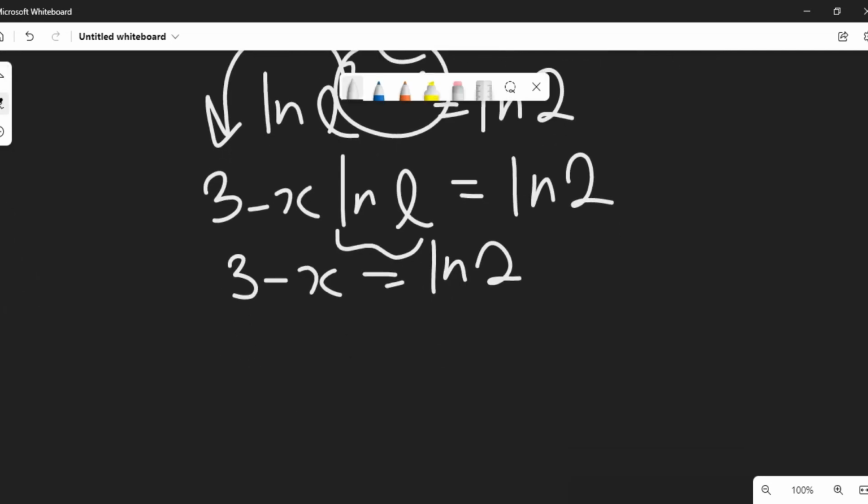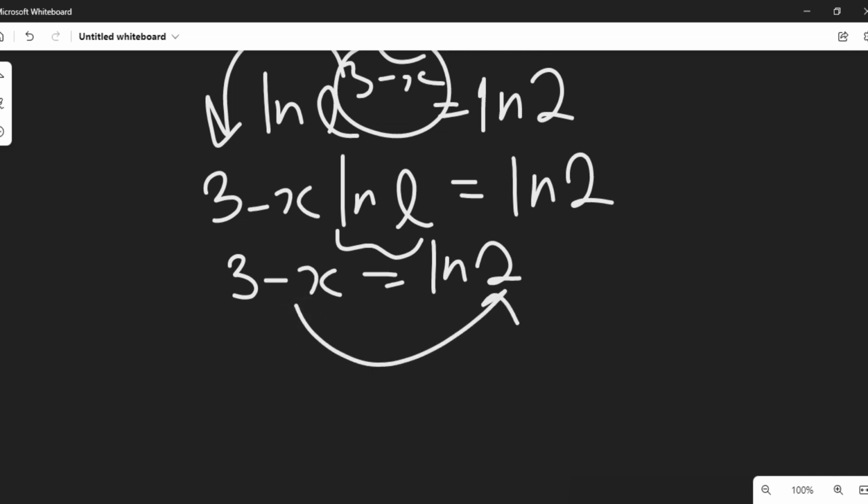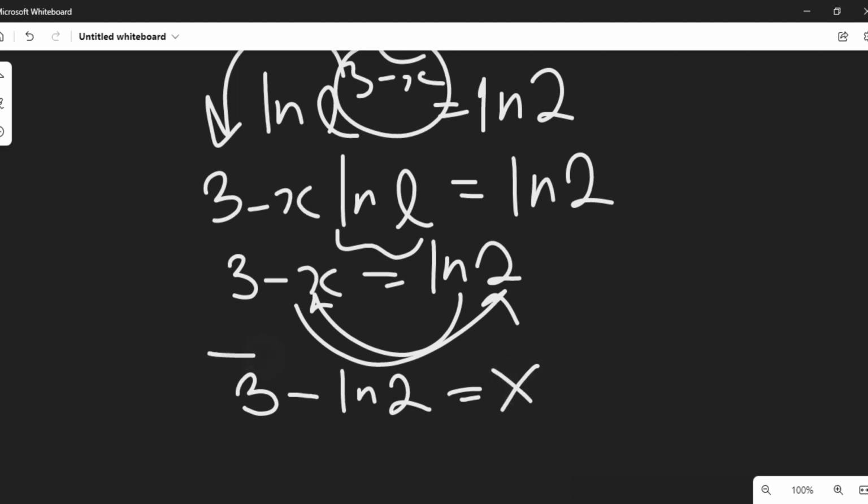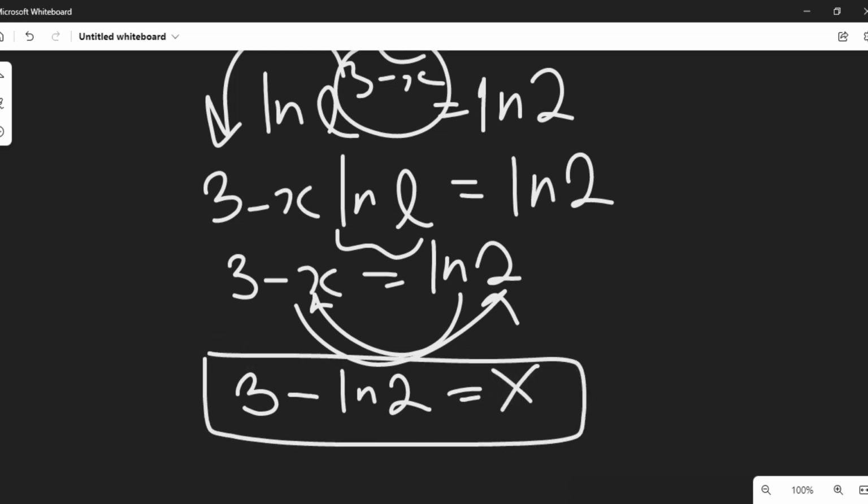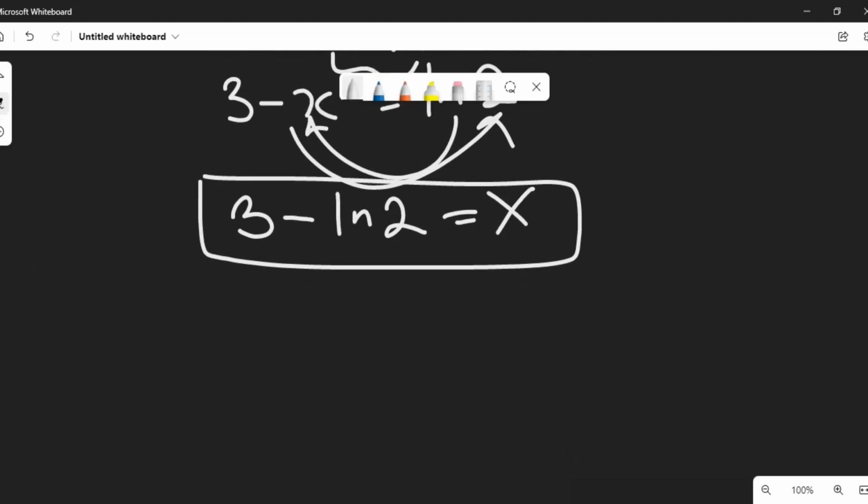What we'll do next is to find the value of x. x will come over here, and this will also come over here. So this will give us 3 minus ln of 2 equal to x. So this is the value of x we are actually looking for, or we can even send it to a decimal place. If we do that, this will give us 3 minus, we'll find the ln of 2.